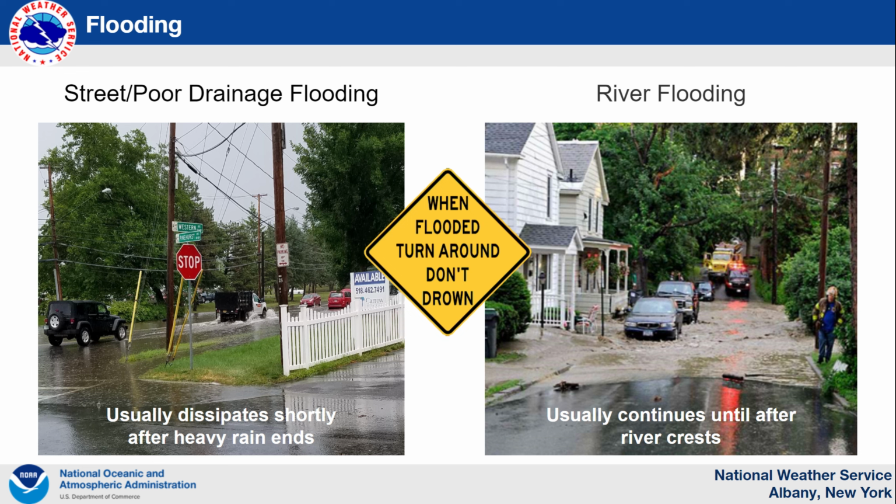Other terms of flooding that we use on the left is what we call street or urban and poor drainage flooding. Again, this is just an overflow of water onto a roadway, which usually doesn't move very rapidly, but usually dissipates very shortly after the heavy rain ends and storm drains are able to handle the water once again. River flooding occurs when rivers overflow their banks and the water flows downstream of the river, and usually will continue until after the river crests, and then eventually this water will begin to slowly recede afterwards. Again, the message in the middle that we always like to let people know is: when flooded, turn around, don't drown.